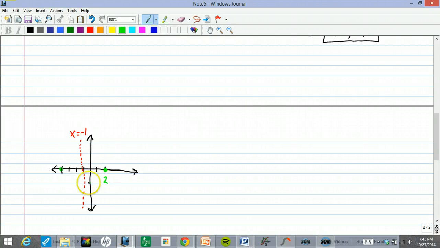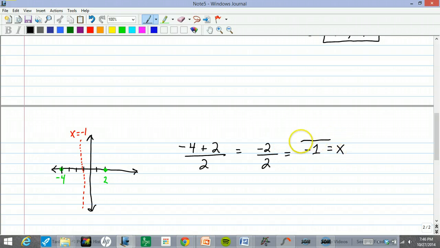Another method, method 2, is to literally use your zeros and find the middle of them. Let's add those up. So take your zeros, your x-intercepts, negative 4 plus 2, and divide by 2, which gives us negative 2 over 2, negative 1. And there we go, there's our axis of symmetry. X is negative 1. So there you go. You have two methods for finding the axis of symmetry.